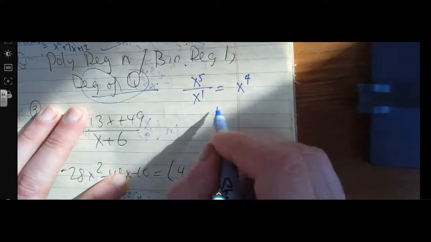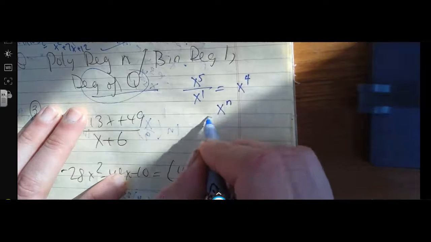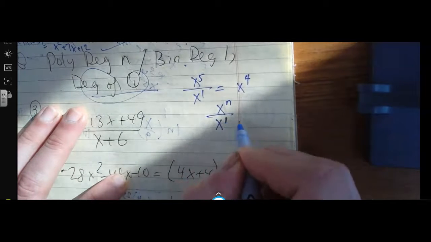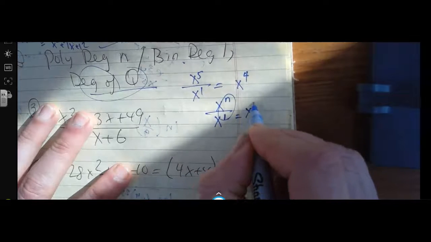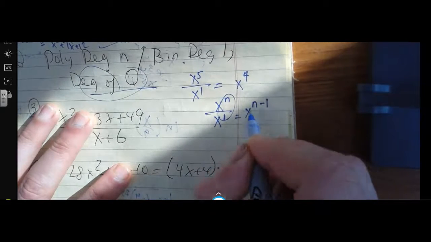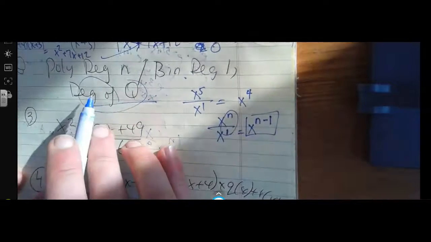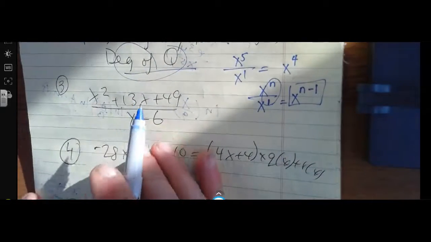So how do we say that in general? Well, if we have something to the nth power divided by something to the 1st power, what are we doing with these exponents? When we divide, we subtract the exponents. So it's going to be x to the n minus 1 power. That's the general answer to number 2 when they're asking that kind of question.